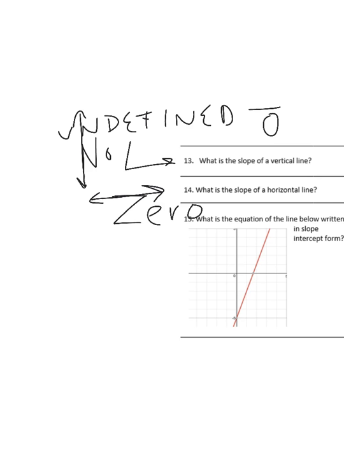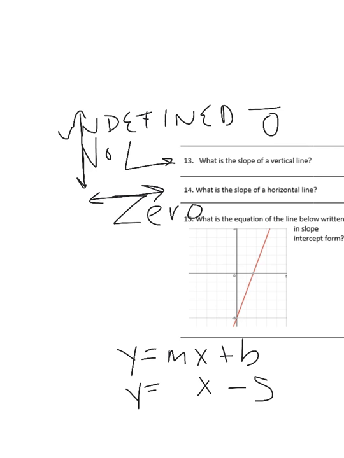Number 15 was the equation of the line below written in slope-intercept form. So that's y equals mx plus b. What I'm looking for is first, to find the b, the starting point, where does it cross this y-axis? So here's my y. The red line crosses right there, and that looks like the point of negative 5. All right, if you can't see it on the video, you can definitely see it on your study guide.